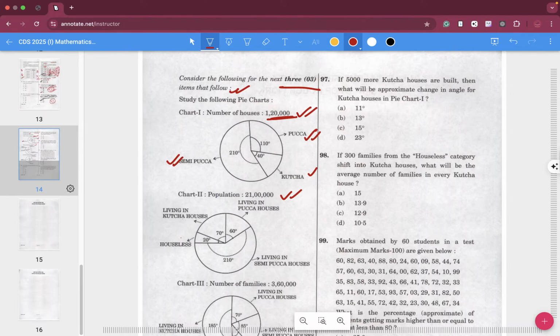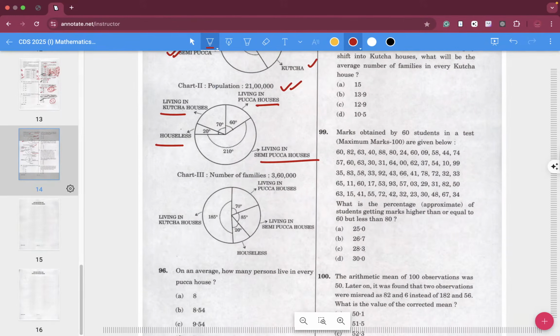Okay, chart number 2 gives you the total population, 21 lakhs, and where exactly they are living: in pakka houses, kacha houses, semi pakka houses, or homeless. And then the third chart gives the number of families, the total number of families, living in pakka houses, kacha houses, homeless, semi pakka houses and all that.